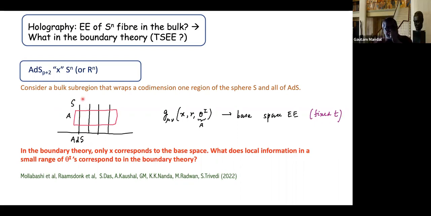I can identify it by allowing thetas to move around in some very, very small subregion of the sphere S. How do I construct that in the boundary theory, which does not have thetas as a base space? Is that some kind of target space entanglement? That's the question mark that I have, and in a restricted set of examples, I will show that the answer is indeed yes.